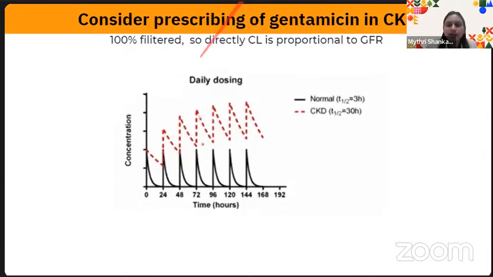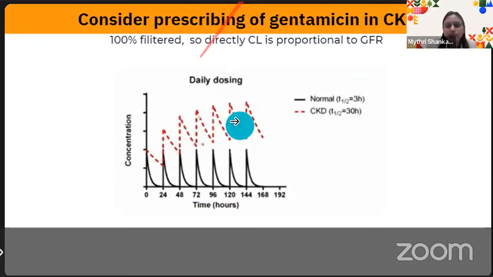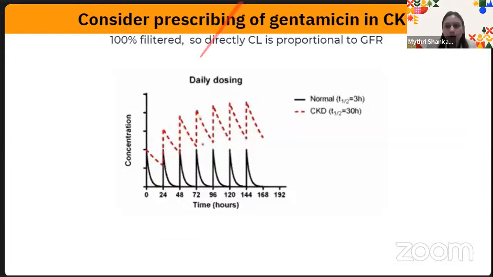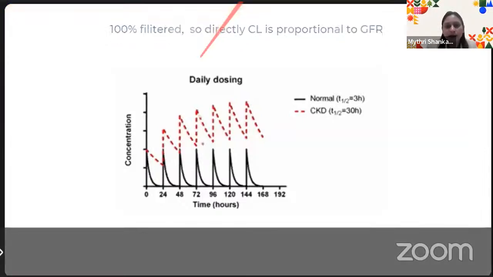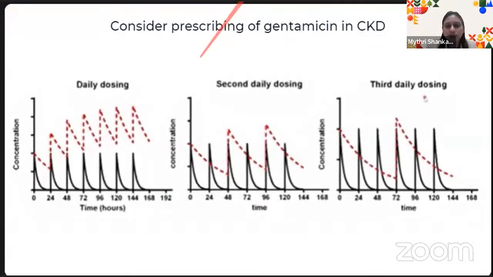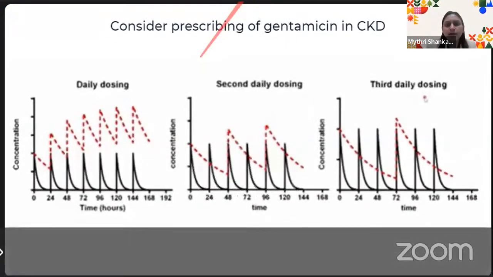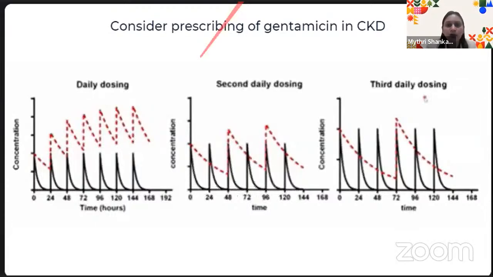So you can see here that if you prescribe gentamicin in patients with chronic kidney disease without any dose adjustment, we get accumulation of the drug as seen in the red graph. We can address this problem by two methods. We know that the efficacy of gentamicin depends on how high the concentration is. So we cannot reduce the dose of the drug, because it is directly dependent on the efficacy of the drug.